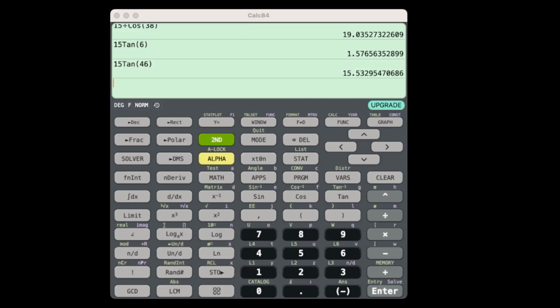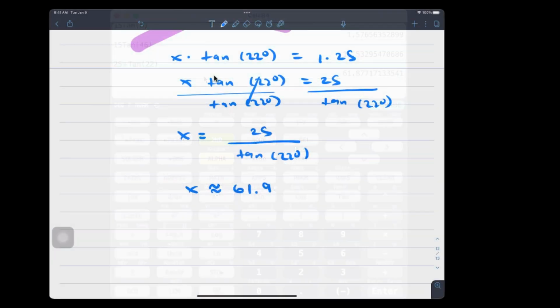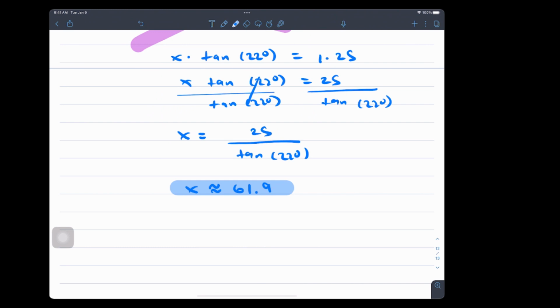If we go to our calculator now, what do you guys get, approximated to the tenths? Is that 61.9? You guys get that there, 61.9. So here we go, this is going to be 61.9, ladies and gentlemen. Easy peasy lemon squeezy.